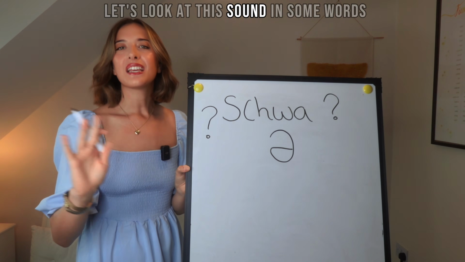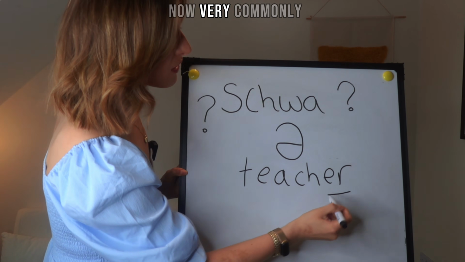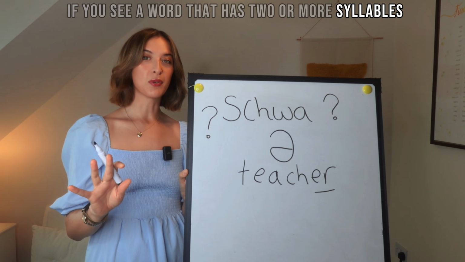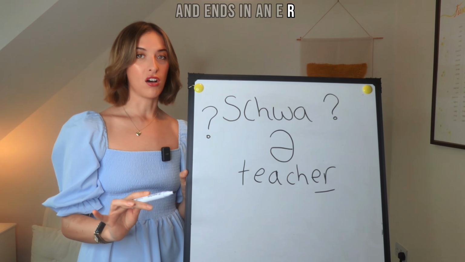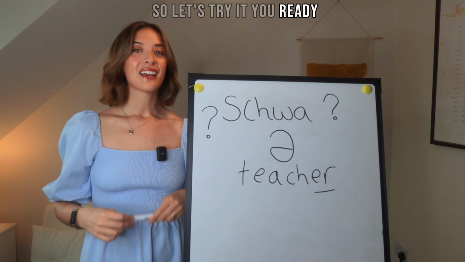Let's look at this sound in some words, shall we? So let's start with this one. Now, very commonly, if you see a word that has two or more syllables and it ends in an ER, a lot of the time that's going to be a schwa. So let's try it. You ready?